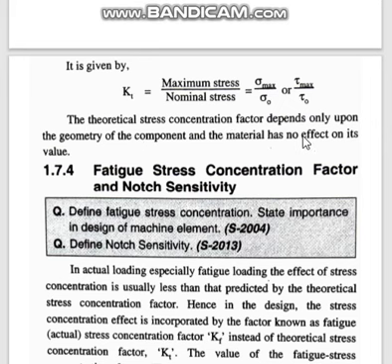This theoretical stress concentration factor Kt depends only upon the geometry of the component, and the material has no effect. It doesn't matter whether it is mild steel, alloy steel, or some other material. It depends only upon the geometry of the component. Geometry means the diameter, the cross section, whether it is square, rectangular or elliptical cross section, or what the length and breadth are, and such things. Depending upon that, this will be changing.